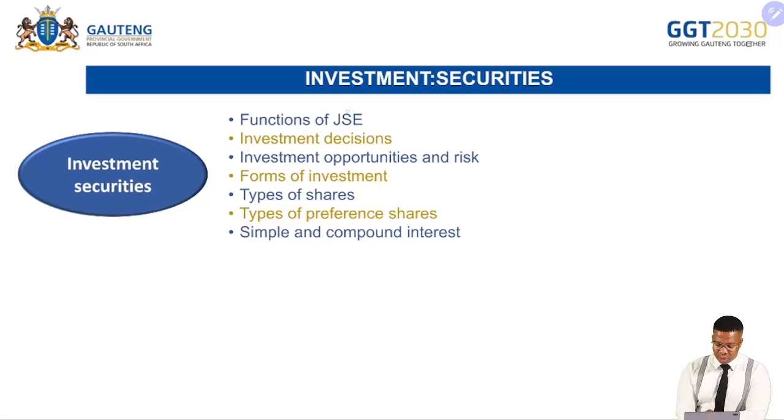So looking into that, when you are looking into the functions of JSE, in a summary version, you just have to know 4 points here. You should be able to explain 4 points. Looking into the investment decisions, know all your investment decisions, and note that a question like name or list the investment factors to be considered can be there, and then maybe for 4 marks, you're just supposed to list. But then it can also say explain factors to be considered when making an investment decision. So you should be able to explain return on investment. You should be able to explain taxation, inflation, liquidity, and risk.